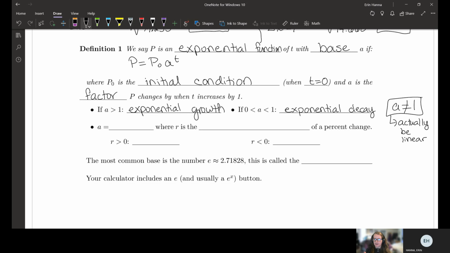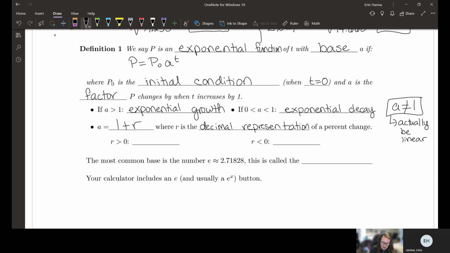So if you're ever looking at a data set and you think that the a value would be 1, you see that you just multiply each y value by 1. That's not an exponential function. It would actually be considered linear. Also, our a value is essentially equal to 1 plus r. Now, r is going to be the decimal representation of a percent change. So we're going to have an a value and an r value.